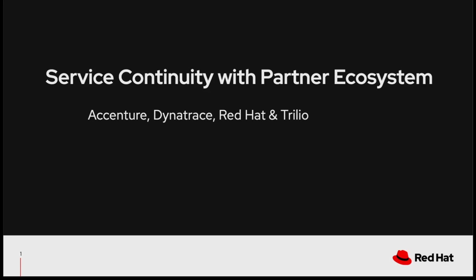Welcome to the Service Continuity with Partner Ecosystem Architecture. The solution we will see is the product of the collaboration between Accenture, Dynatrace, Red Hat, and Trilio to help companies implement a platform where their applications can offer users service continuity.